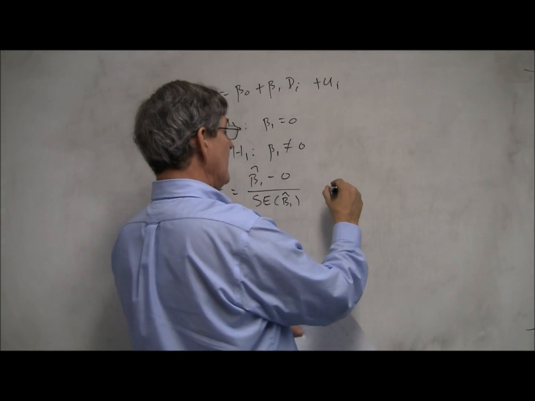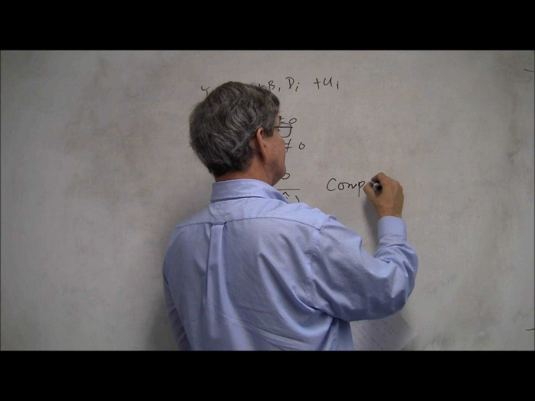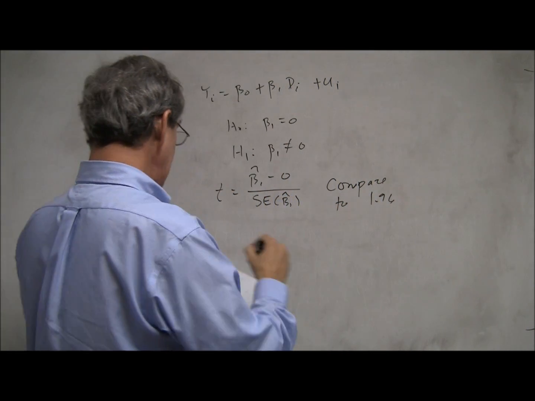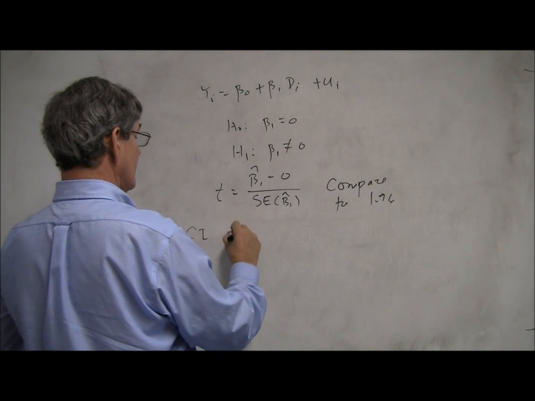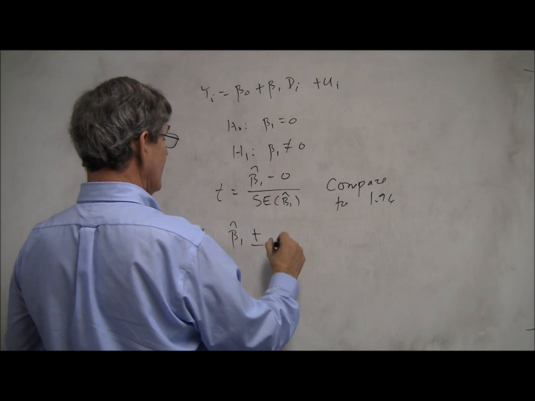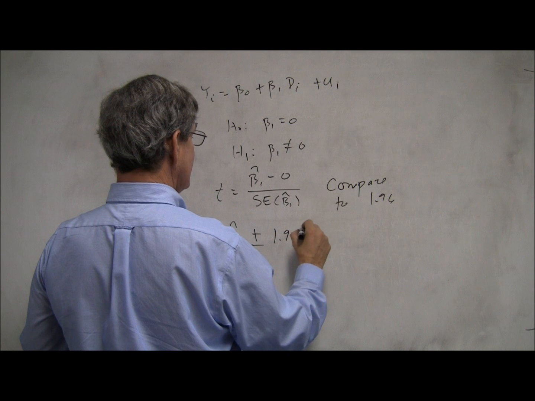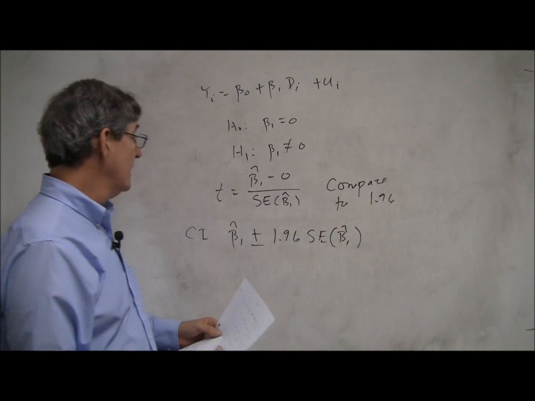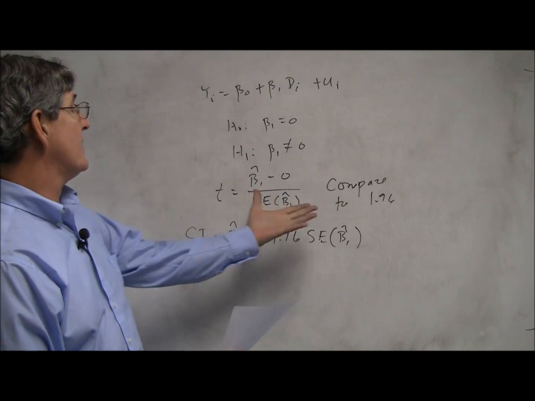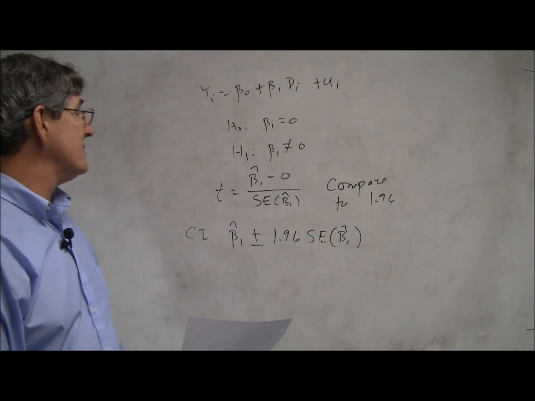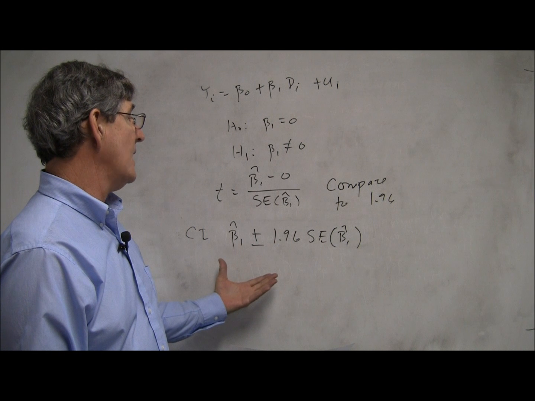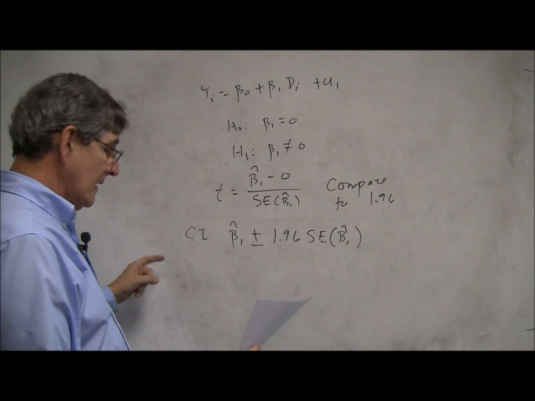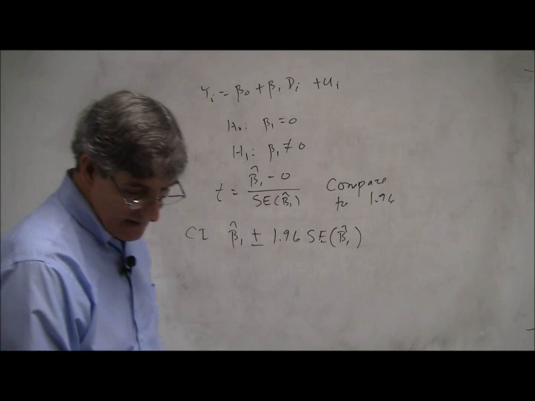And you compare that to 1.96. And the confidence interval is beta 1 hat plus or minus 1.96 times the standard error of beta 1 hat. So you can either do a t-test and see if it's greater or less than 1.96 in absolute value, and reject or not according to that, or you can do a confidence interval and see if 0 is in your confidence interval and do the test that way.